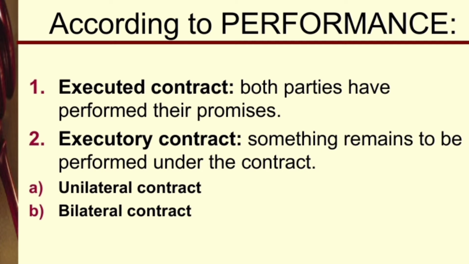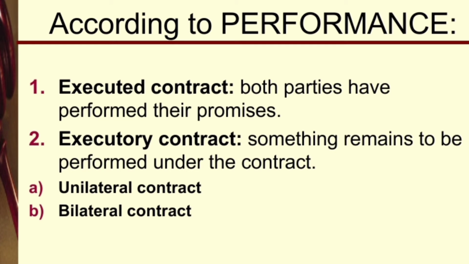The very first thing to notice is that when we classify contracts according to performance, there are two further categories to consider. Number one is executed contract and number two is executory contract. I repeat, when we are classifying contracts on the basis of performance, there are two subcategories to be considered. Number one is executed contracts and number two is executory contracts.